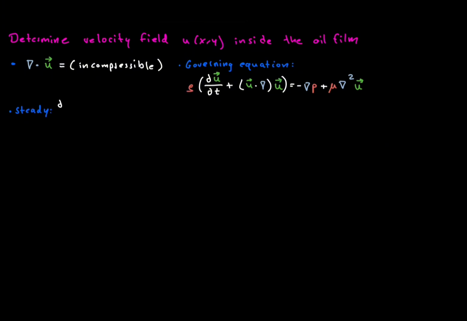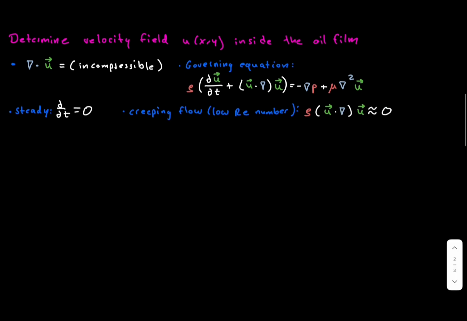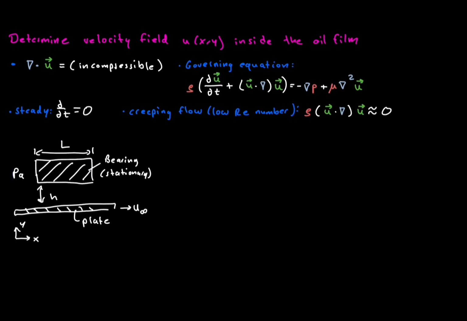First, we assume steady flow, so all time derivatives vanish. Second, we assume creeping flow, meaning the Reynolds number is much smaller than 1. In this limit, viscous forces dominate inertia, so the convective term can be neglected. Next, we use the geometry.